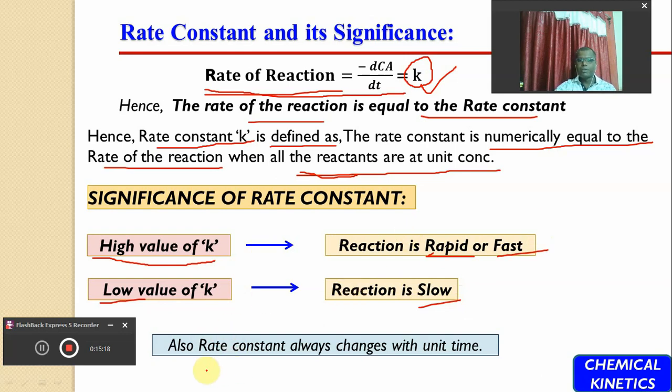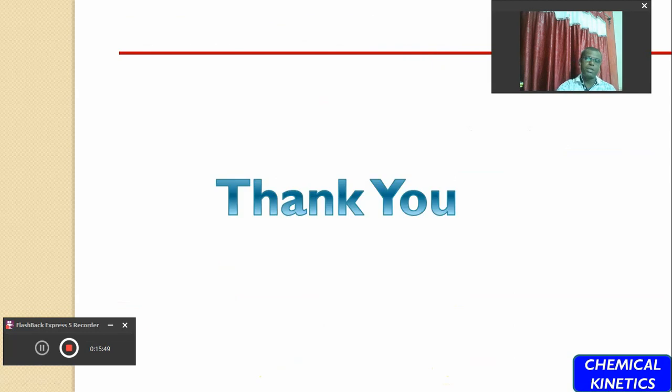The value of the rate constant changes with time, because as the time changes, the concentration of the reactant changes. As the concentration of the reactant changes, the rate of reaction changes, and as the rate of reaction changes, the value of K will also change. So the value of the rate constant always changes with the change in time during the course of the reaction.